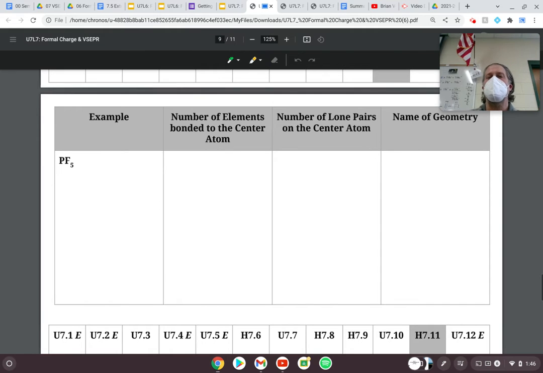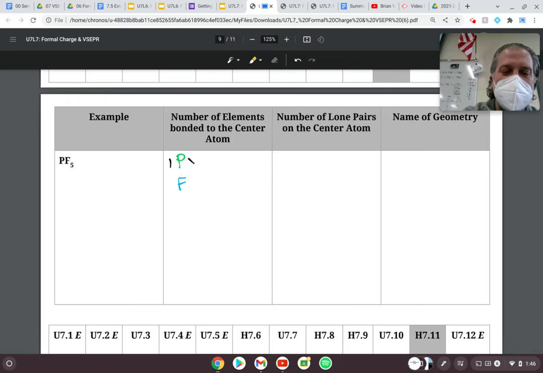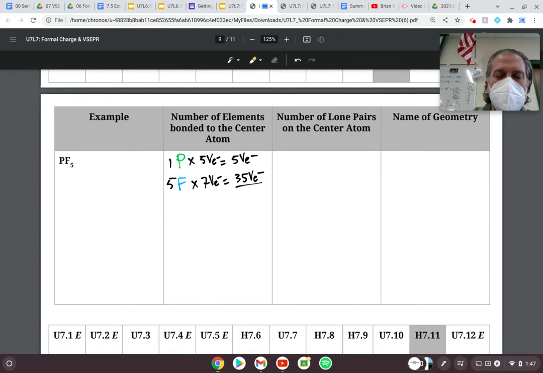Now, in this instance, we have our phosphorus and we have our fluorines. We have one phosphorus times its 5 valence electrons, and we have our 5 fluorines times their 7 valence electrons, which is 35. We add all of that up to get 40 valence electrons.